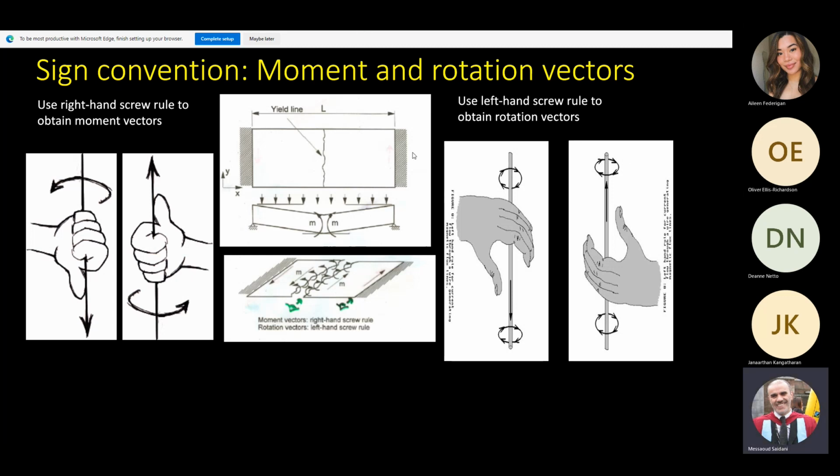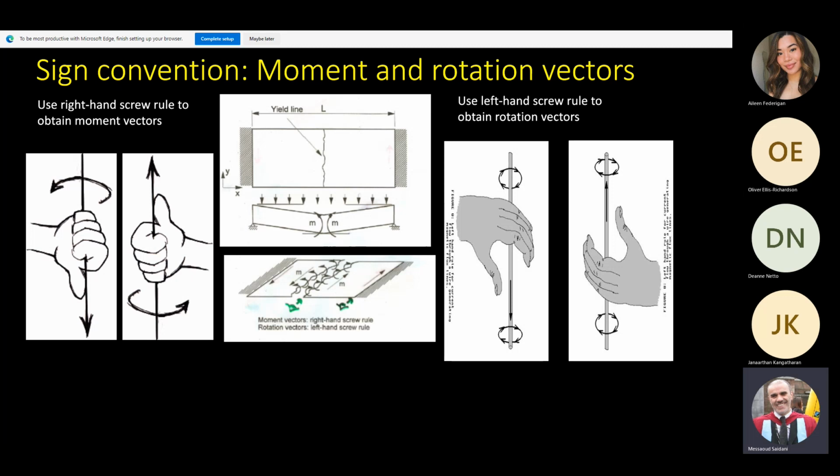This here. Is it a clockwise rotation, this slab? Does it rotate in a clockwise or anti-clockwise way? Anti. You agree it's anti-clockwise? Yeah. Look here. Use left hand. So now clockwise.